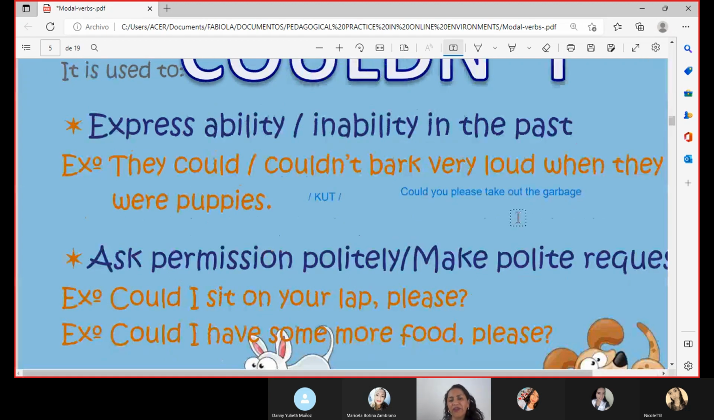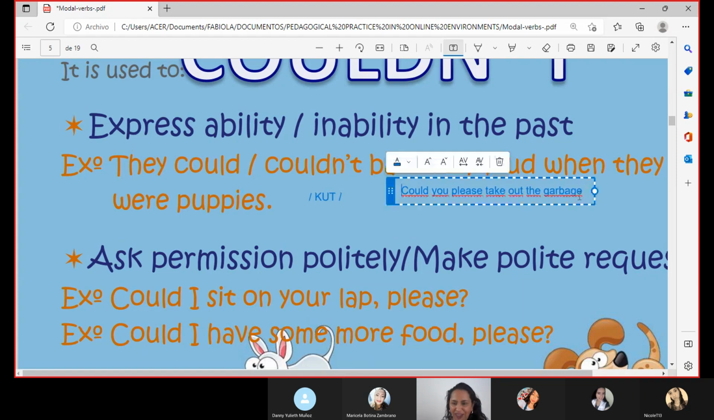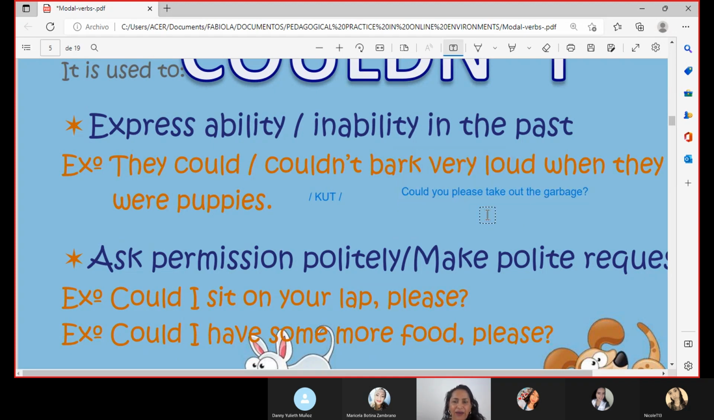Yes, the other form that you use, could, the modal verb, is more polite, para ser más educado. But in this case, don't forget the question mark at the end, because it's a question. Could you please take out the garbage? Maybe we can say, can you take out the garbage, please? Here we use another form, and this depends on the context. But it sounds more polite with could. Could you please take out the garbage?